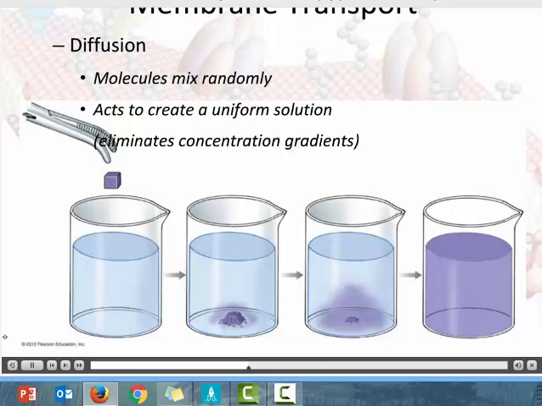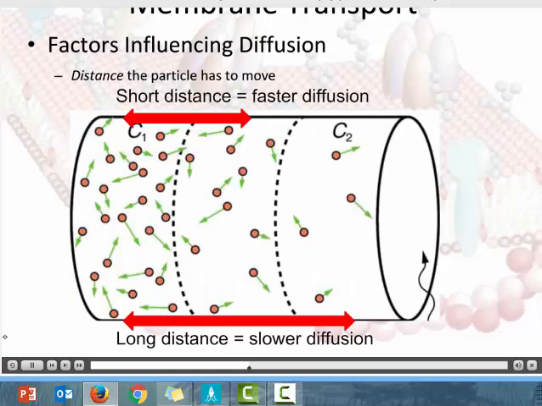The first of these factors is the distance the particle has to move. If a particle has to move a long way, then diffusion is going to be quite slow. But if a particle has to move a short distance, then diffusion is going to be faster. The way I think about this is the spread of a smell throughout different sizes of rooms.